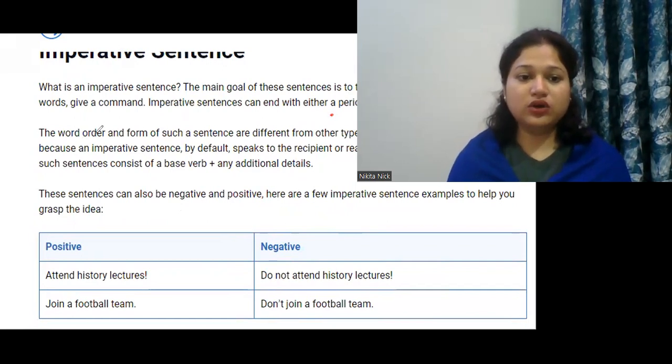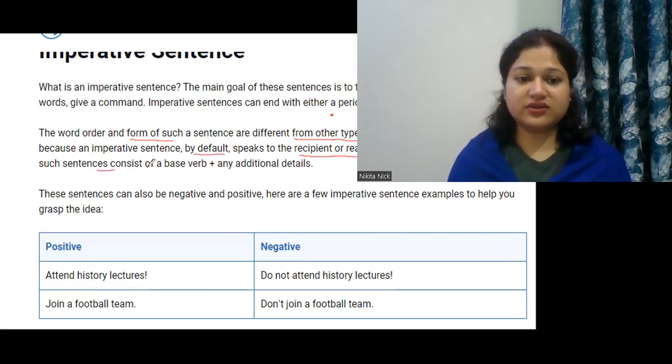Okay. The word order and form of such sentences are different from other types. It often does not have a subject, okay, because by default, it speaks to the recipient, or the reader if it is a written text.